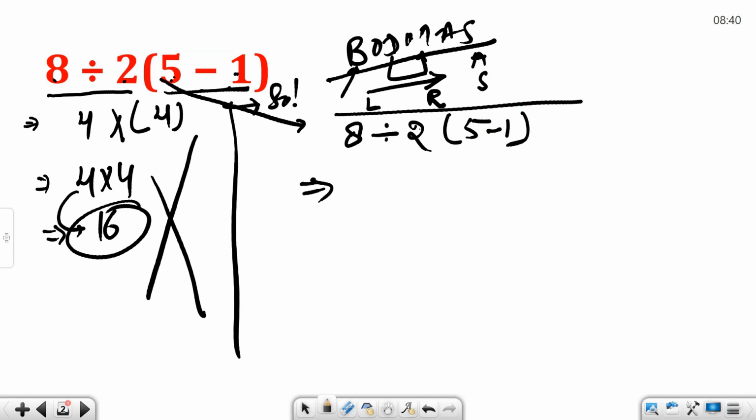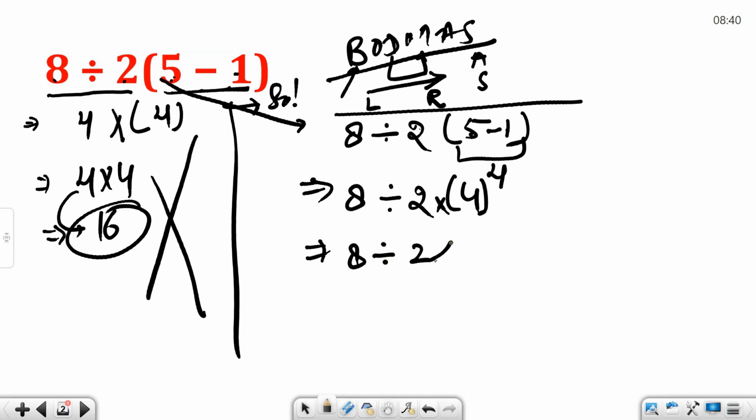Let's solve it further. First, we'll solve the bracket. So 5 minus 1 is 4. So let's write it again. 8 divided by 2, bracket 4. Now, when we remove the bracket, we'll use multiplication. So it's 8 divided by 2 times 4. Now here, we'll look from left to right. So first comes division, then multiplication. We'll give priority to division first.